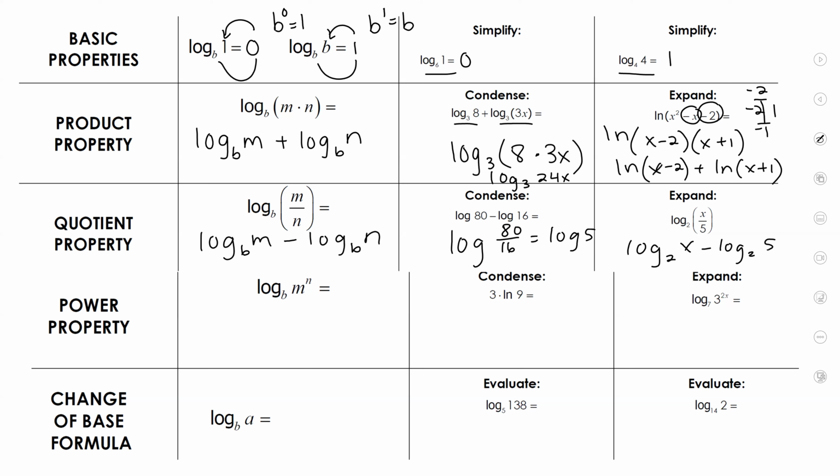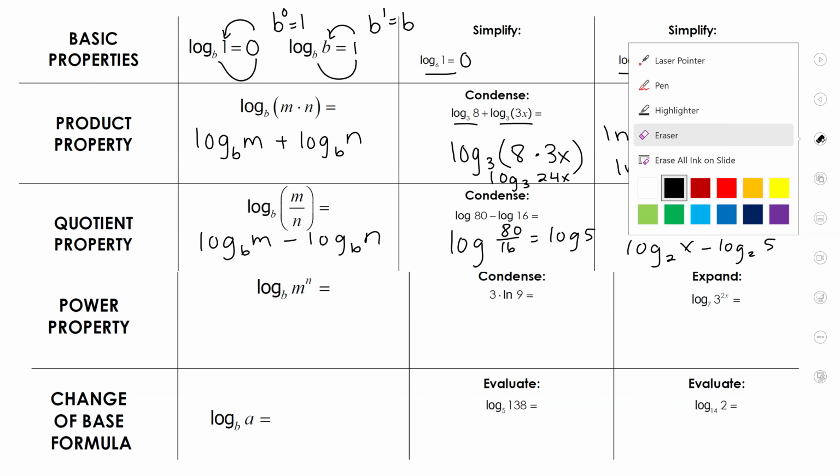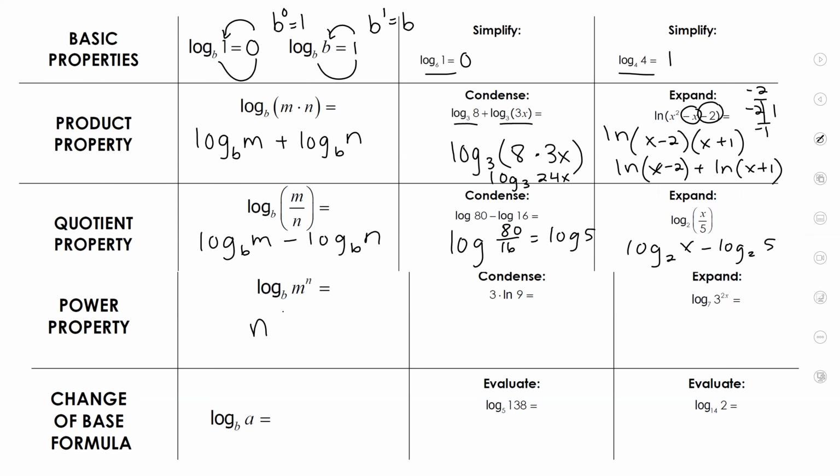Next, we have the power property. This says whenever you have an exponent, you can move it to the front and turn it into the coefficient. So what this will now look like is n times log base b of m. This exponent came to the front to become the coefficient. And you can go back and forth. The coefficient can come back up here to become the exponent.